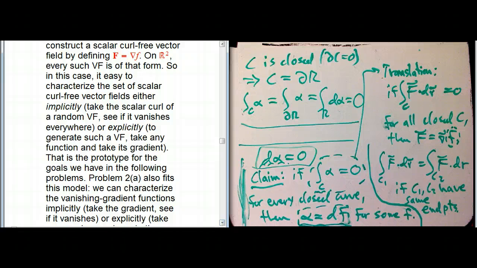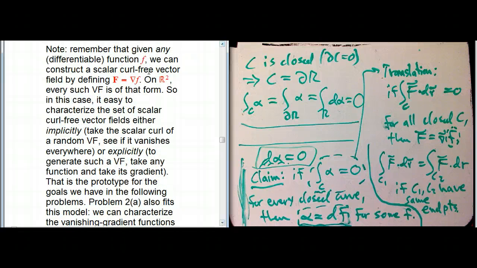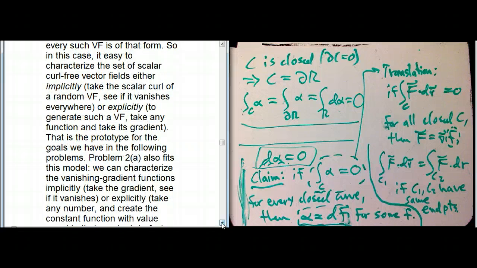The scalar curl-free 0 condition is good if I have a vector field already and I want to test it, but it's not great for constructing something. On the other hand, starting with any function you want and taking the gradient of it is very explicit and will construct a scalar curl-free vector field. The interesting thing about R2 is that those are the same set. We don't lose anything by constructing a scalar curl-free vector field to be in this special form. That's not going to be true all the time, definitely.